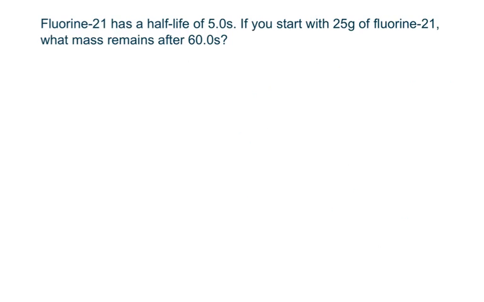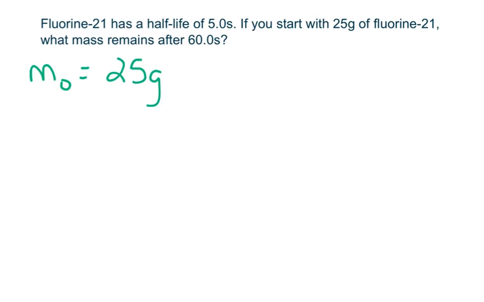So let's look at this problem. Fluorine 21 has a half-life of 5.0 seconds. If you start with 25 grams of fluorine 21, what mass remains after 60.0 seconds? Well, MO, my initial mass, my original mass, is 25 grams. I'm not told that X number of half-lives have occurred. I'm given time information. So I need to calculate the number of half-lives.